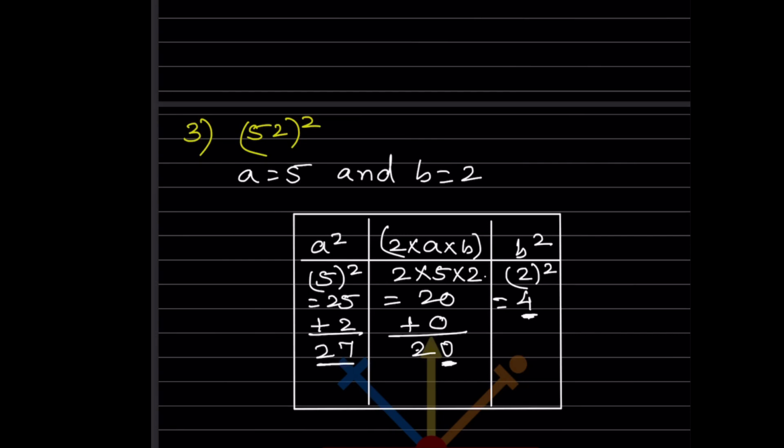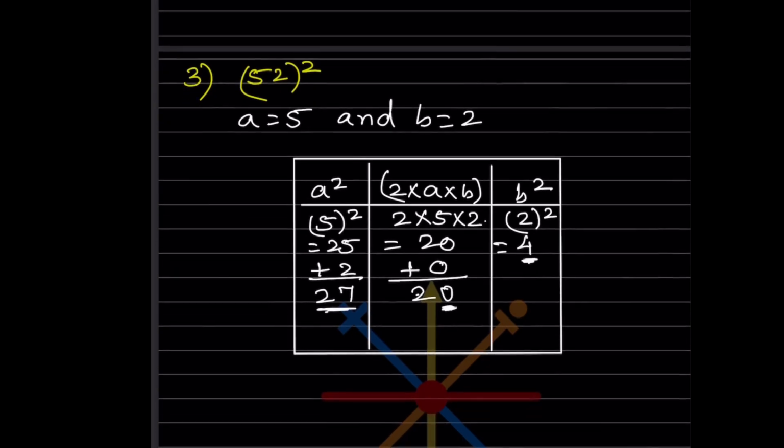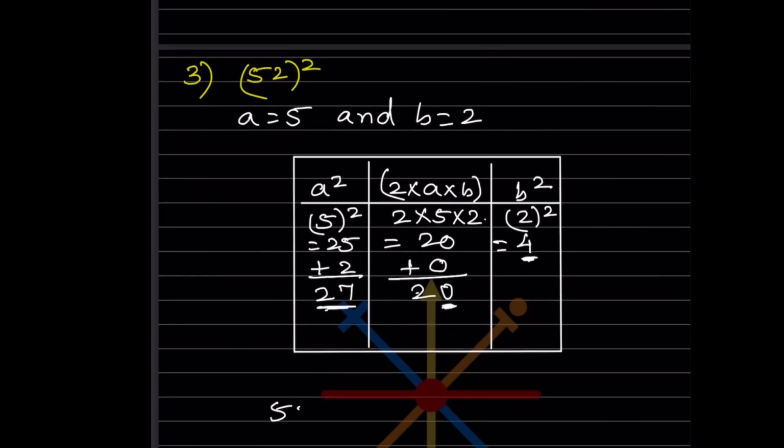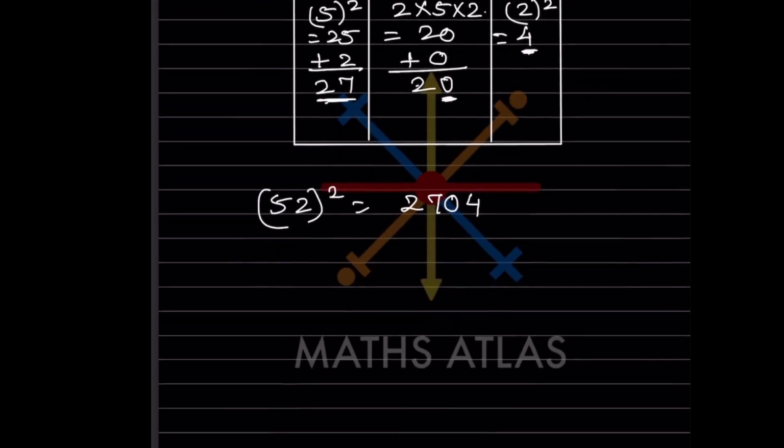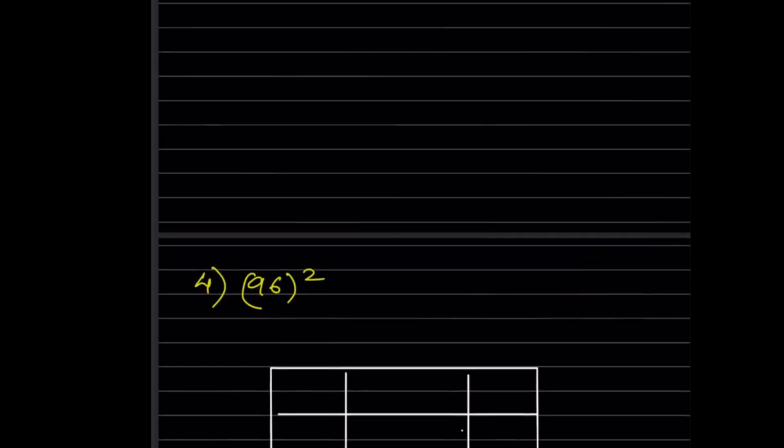Now, because this is the last one on the left hand side, we are going to consider both the numbers together. So what will you write here? 52 square, that will be both together, then 0, and then 4. So the answer is going to be 2704. Now let us see the next one.